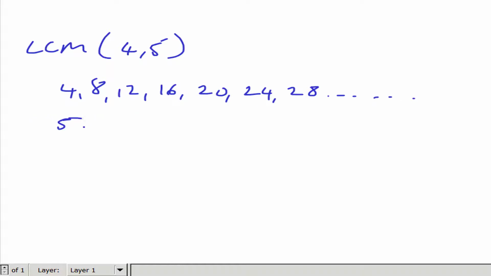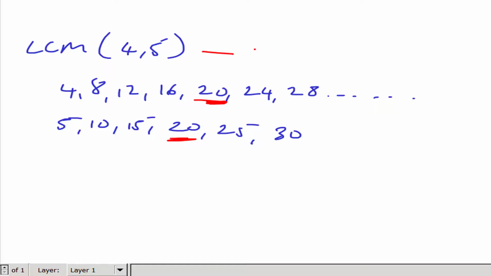So we've got the LCM of 4 and 5. How do we work it out? Very simply, just do the 4 times table and the 5 times table, and find the lowest multiple of both of them. So we've got 4, 8, 12, 16, 20, 24, 28, etc. And you've got 5, 10, 15, 20, 25, 30. I'm not a calculator, you can work that out yourself. If you look here, you've got 20 here and you've got 20 here. So the lowest common multiple of 4 and 5 is 20.